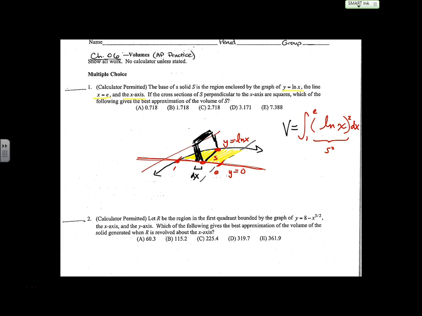And you guys already plugged and chugged this into your calculator another time. And what did you get? 0.718. Good. 0.718.